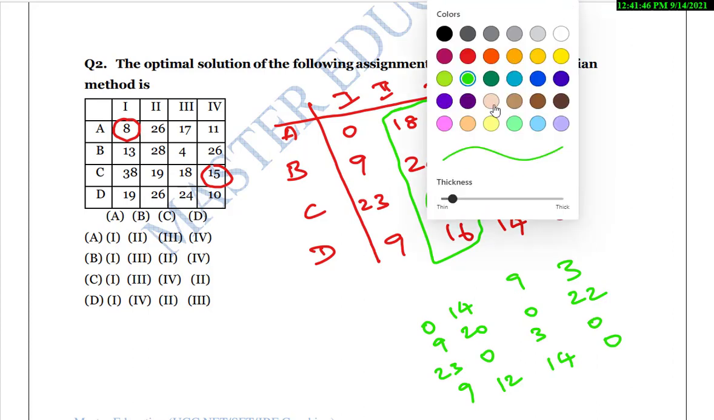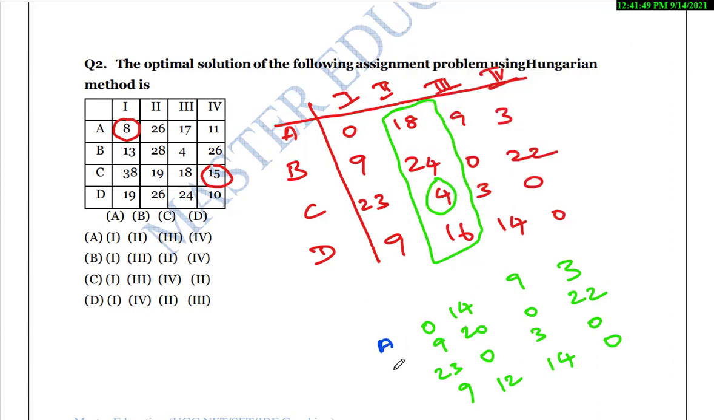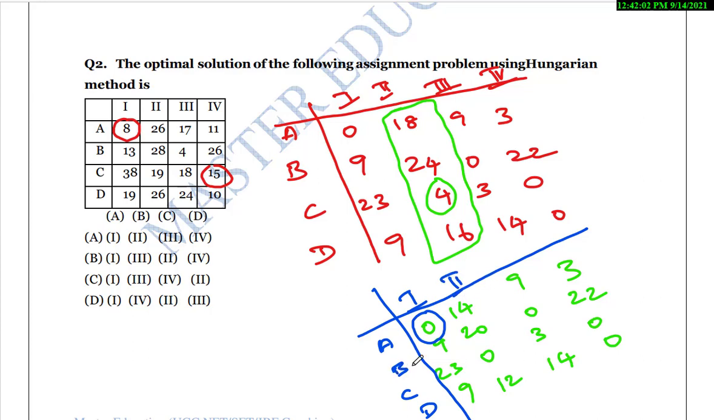How will you do an allocation? So this is A, B, C, D. In this row, wherever 0 is present, I am allocating person A to the first job, and for B, wherever there is 0, I am allocating the third job. For C, you can see in this row that 2 zeros are there, one here and one here. At that time, just hold it and go to the next one. For person D, you can see you have only one 0, so you can choose that.